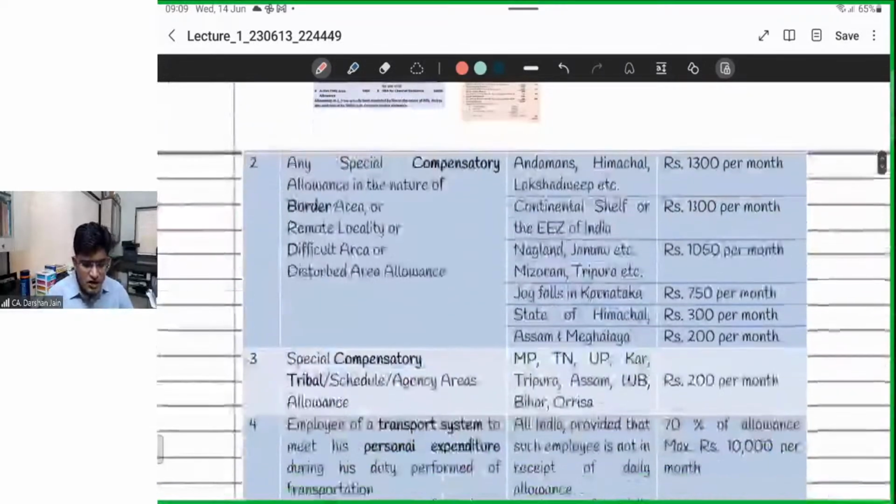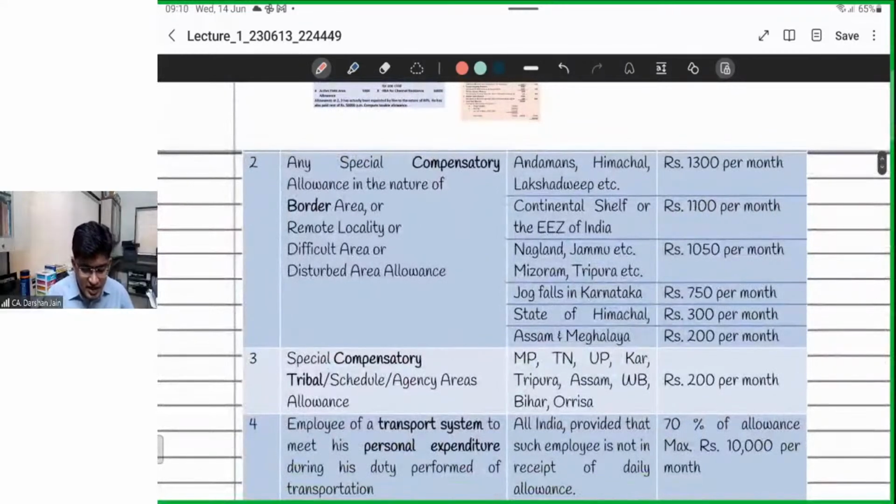Moving further. Any special compensatory allowance in the nature of border area, remote locality. So remotely, sometimes postings are done at a very remote location. Let's say Andaman Nicobar, very remote, difficult area, disturbed area. In that case, these allowances are subjected to partial exemption. So if a particular employee is located at Andamans or Himachal, Lakshadweep, 1,300 rupees per month, right?